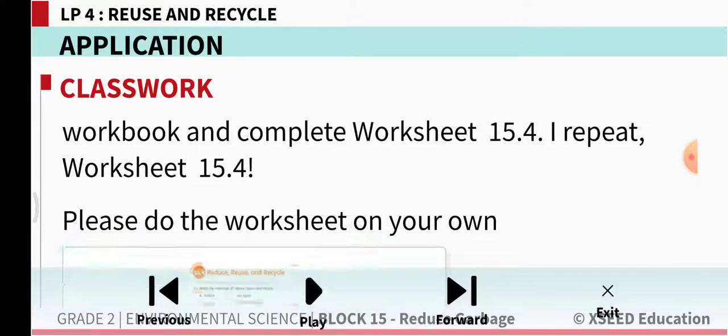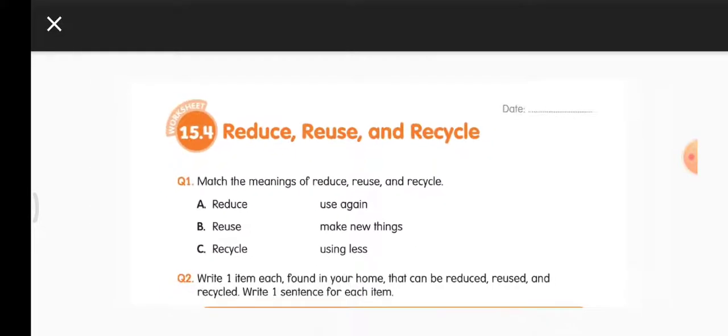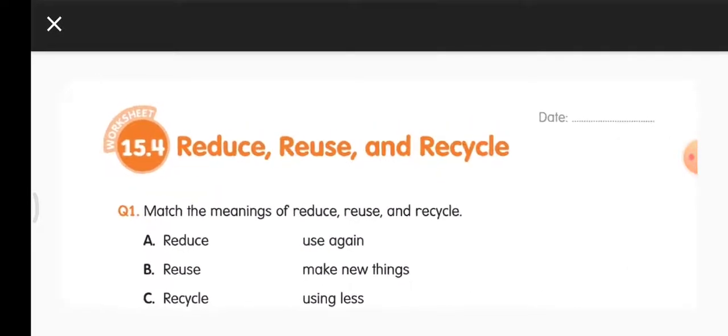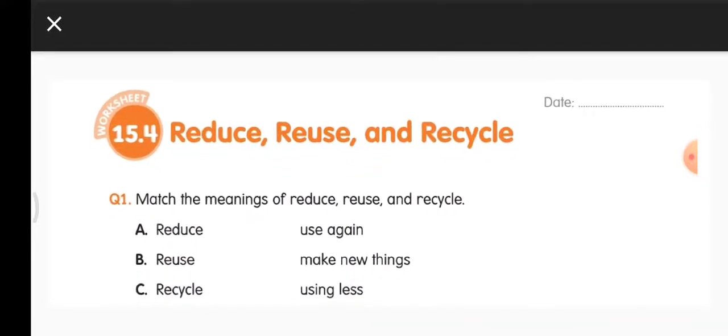Now, let us open our worksheet and let us answer these questions. All of you open your worksheet. This is 15.4, the last worksheet in this block. Put today's date. The name of the worksheet is reduce, reuse, and recycle.